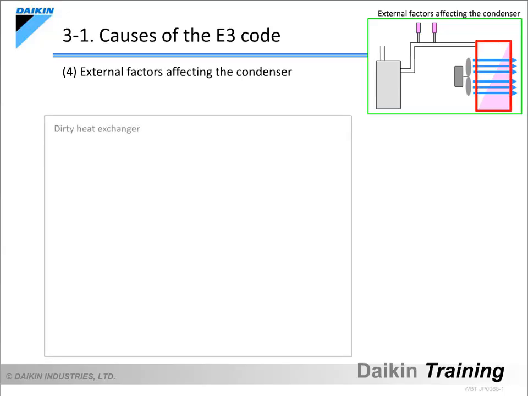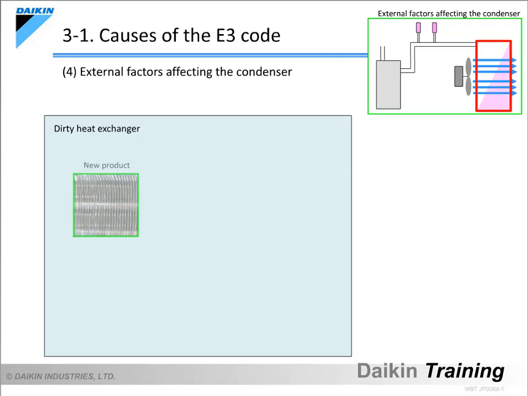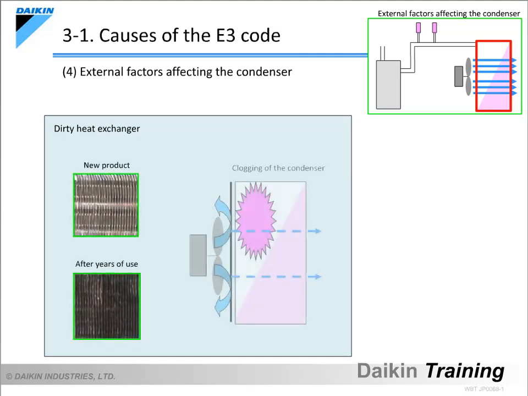The fan in the condenser is always on during heat exchange, in order to deliver fresh air. Therefore, the longer it is used, the more dirt and dust collect on the aluminium fins on the heat exchanger. As this layer of dirt and dust gets thicker, it can clog the heat exchanger, which prevents the necessary amount of air for heat exchange from being delivered to the heat exchanger, and causes a rise in the high pressure. This results in the E3 code.